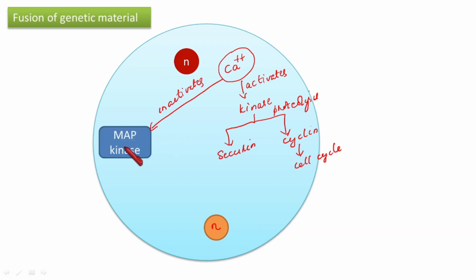Its name is MAP kinase. What is the significance of this protein? This MAP kinase inhibits DNA synthesis. As this protein is inactivated, DNA synthesis takes place in both pronuclei. And as a result, the pronuclear chromatin now has two sister chromatids.